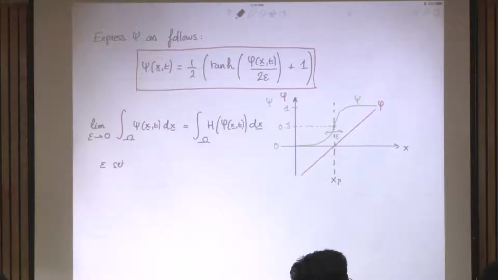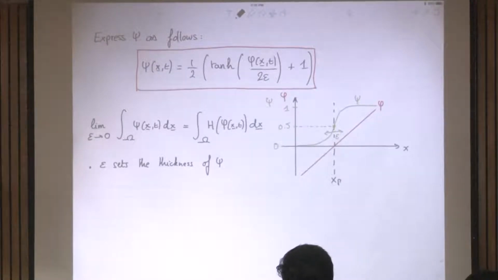Epsilon, like I said, sets the thickness of the psi function. And for this method, it only makes sense to transport psi conservatively.